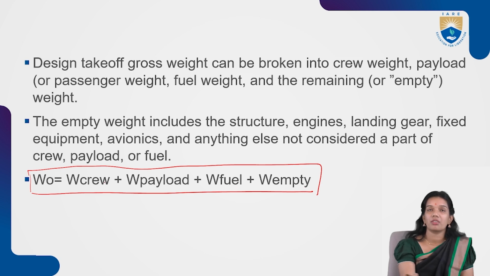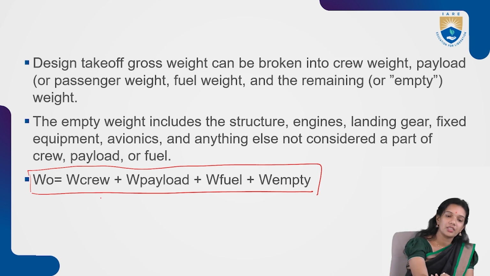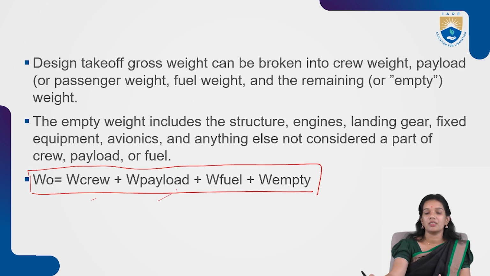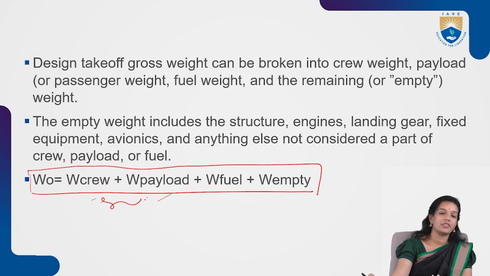Now, what does it mean by crew weight? Crew weight is where I have 3 or 4 crew members in it, and that is known. It is not like I don't know what it is. This is a known constant, a known figure, which is the crew. Then the next is the payload. A payload means maybe cargo, maybe passengers, maybe a weapon drop or whatever. So this is also a known factor. So these two things are the known constants, which are crew weight and payload weight.